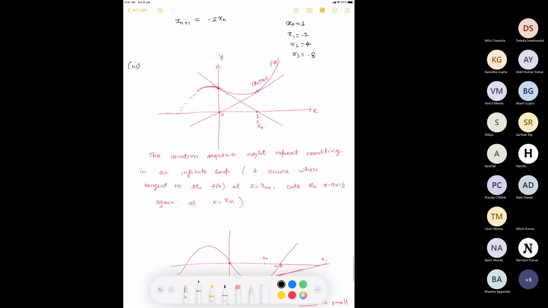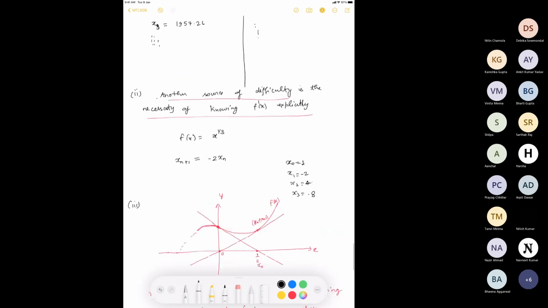So the rest of the disadvantages which I shared are related to the initial guess. So the initial guess has to be good. If your initial guess is good, the rest of the things will not occur. But this part, the computation of the derivative of f, you cannot avoid.